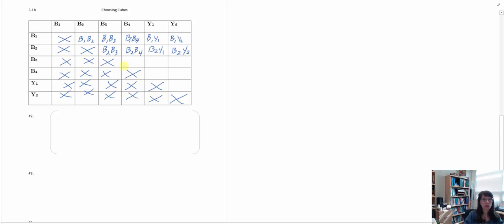pairings. So block 3 paired with blue 4, blue 3 with yellow 1, and blue 3 with yellow 2 are all unique. And then blue block 4 pairs with yellow 1, blue block 4 pairs with yellow 2. And finally, yellow 1 can be paired with yellow block 2. So if we count these out, we're going to find that we have 15 possible combinations.